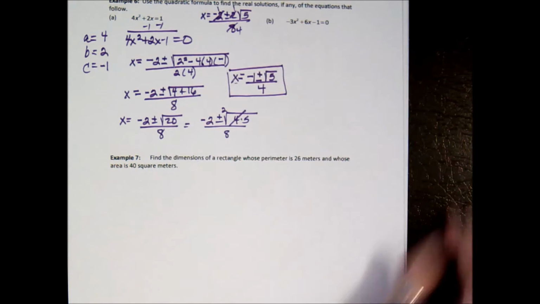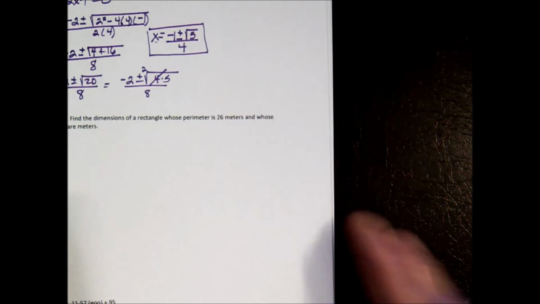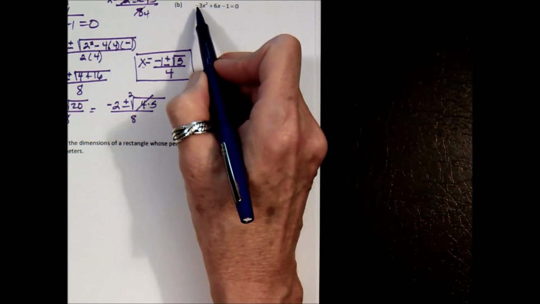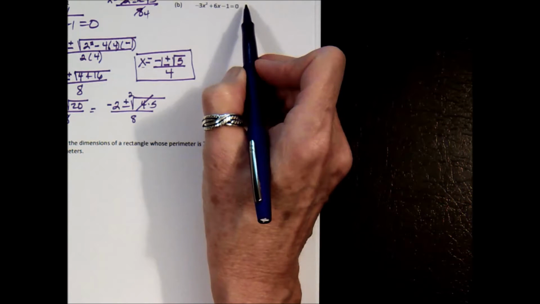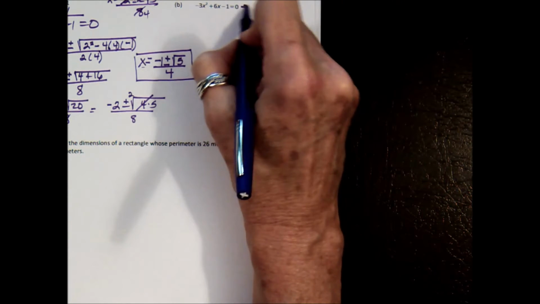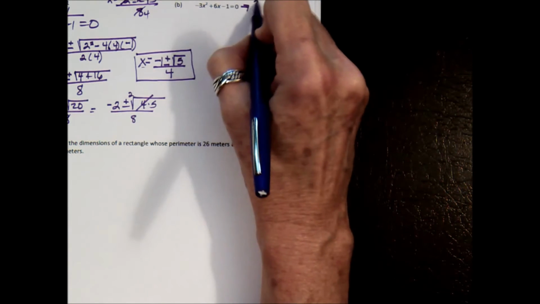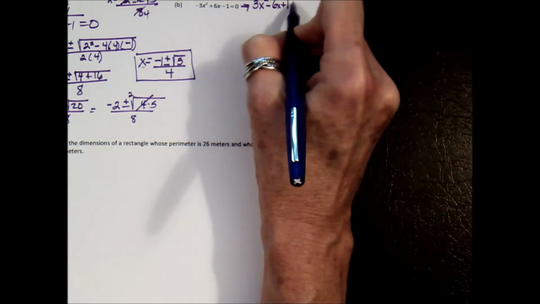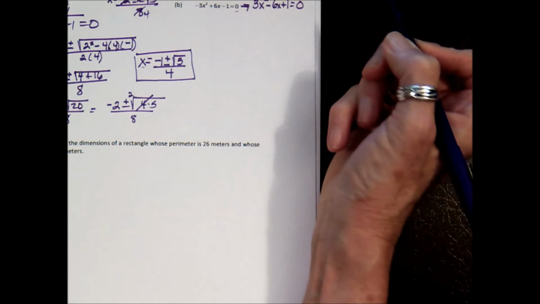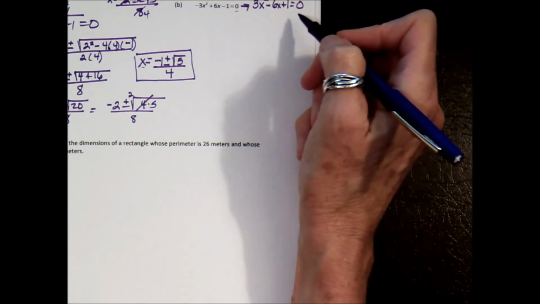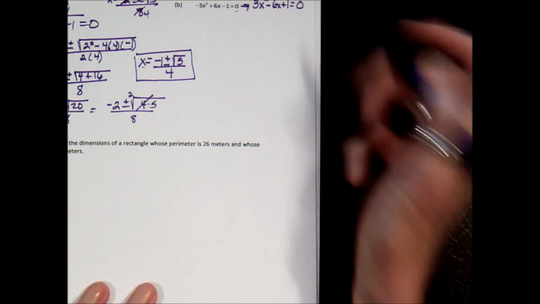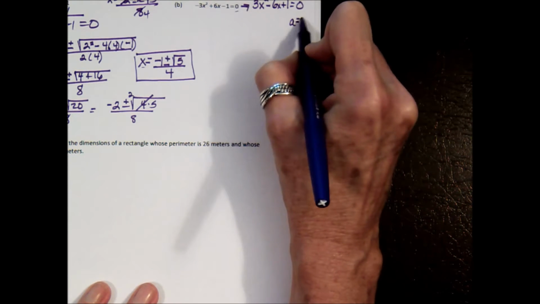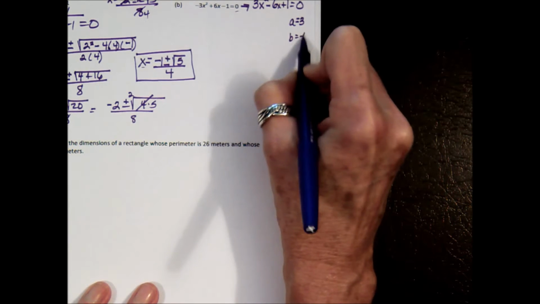You've got to be careful with the details on these. On this one, I'm going to show you a little trick. It'll be nice if you could see it. If your x squared term has a negative in front, multiply everything by negative 1. What that is effectively going to do is change all the signs. So it's going to be positive 3x squared minus 6x plus 1 equals 0, because 0 times a negative 1 is still 0. That makes it much easier to deal with when we name our a, b, and c. So my a here is 3, my b is negative 6, my c is 1.